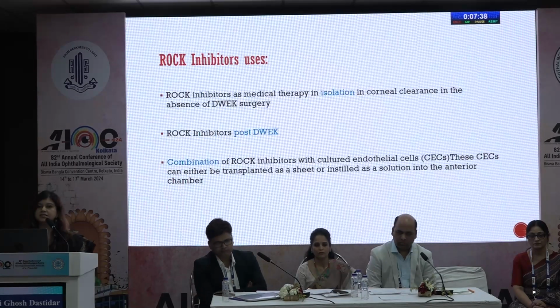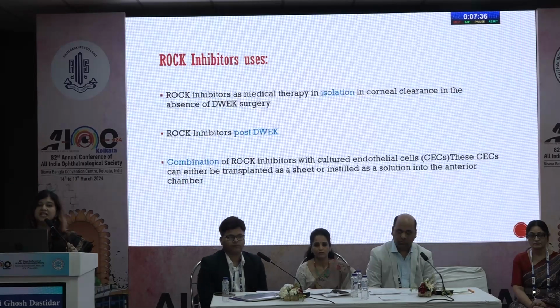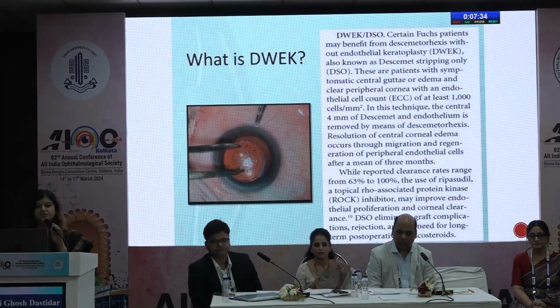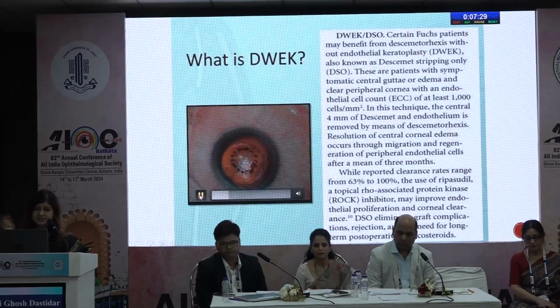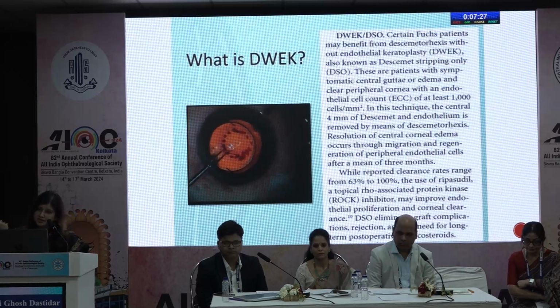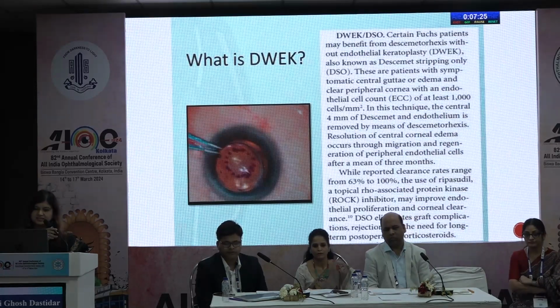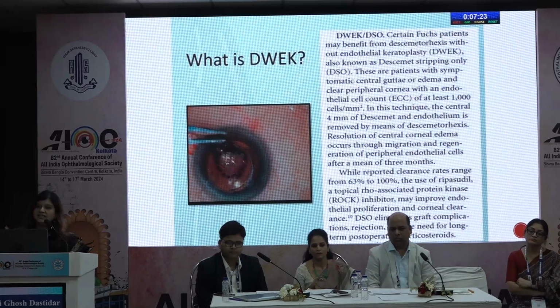combined with certain surgical procedures like DVEC or DSO. So now what is it? So here's a small video. So here we remove the central 4 millimeter of the Descemet. So it's like a Descemetorhexis. We are removing it. And after that, we can start with ROCK inhibitors.